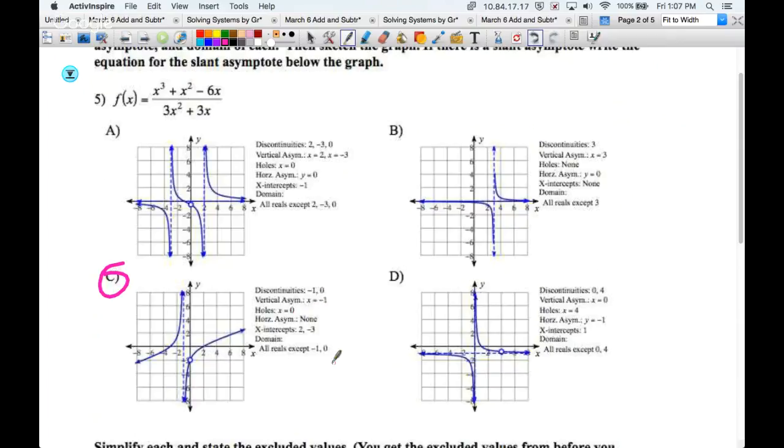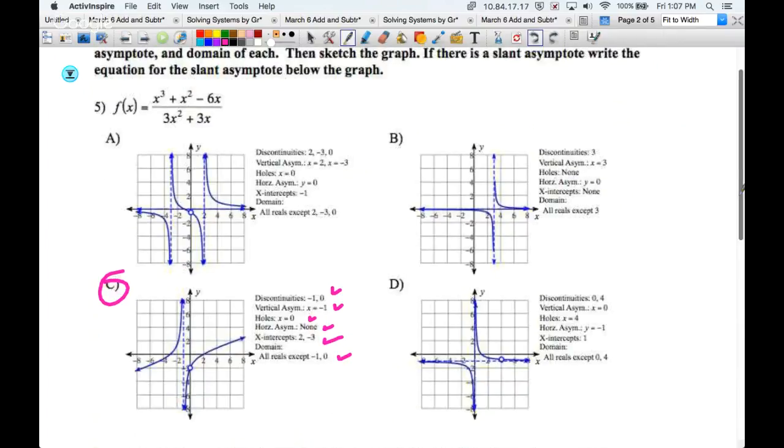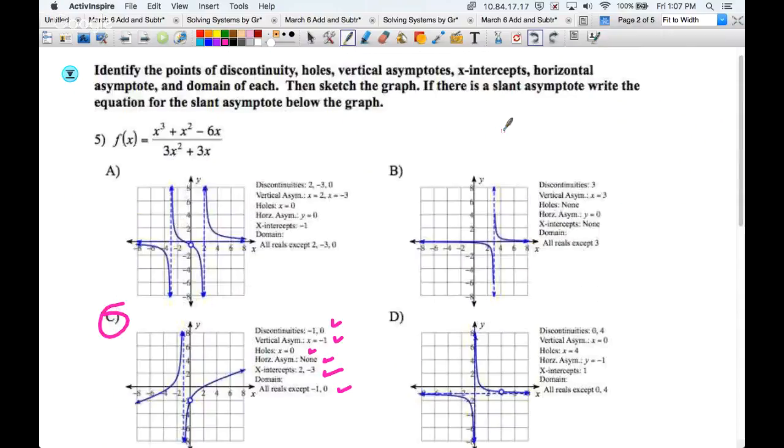But look at all this other stuff it gives us. We can learn from this why it has these values in here. Let's not just skip past this. Let's make sure we're reading the whole problem. After identifying all of these features, sketch the graph, well, select the correct graph. If there is a slant asymptote, write the equation for the slant asymptote below the graph. So to get that equation, we're going to have to do long division here.